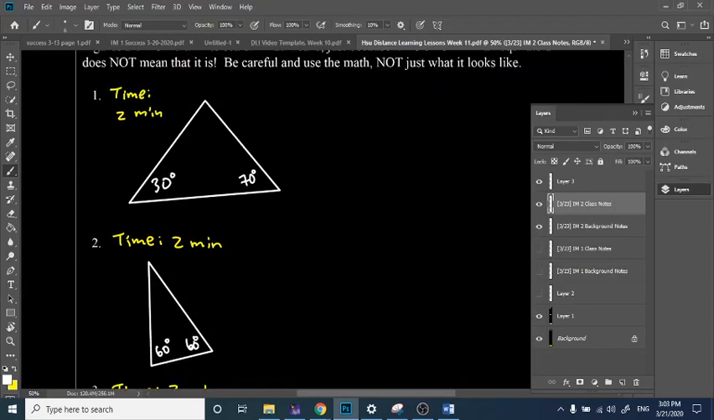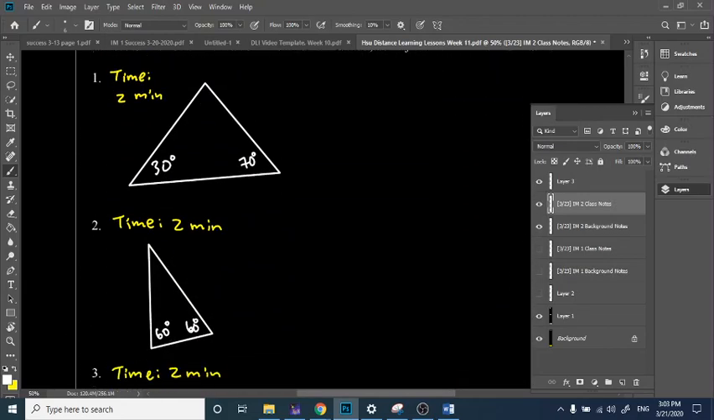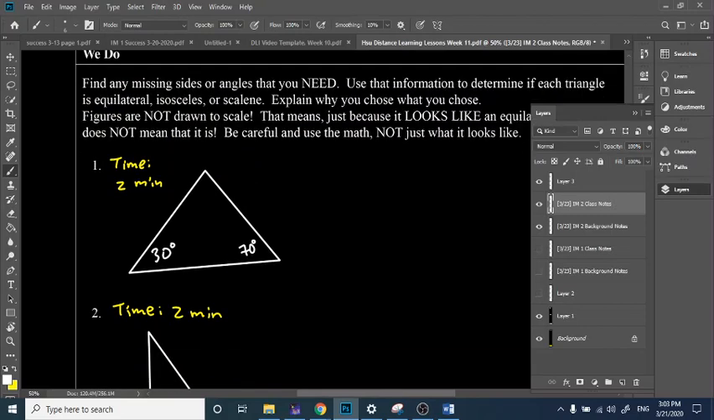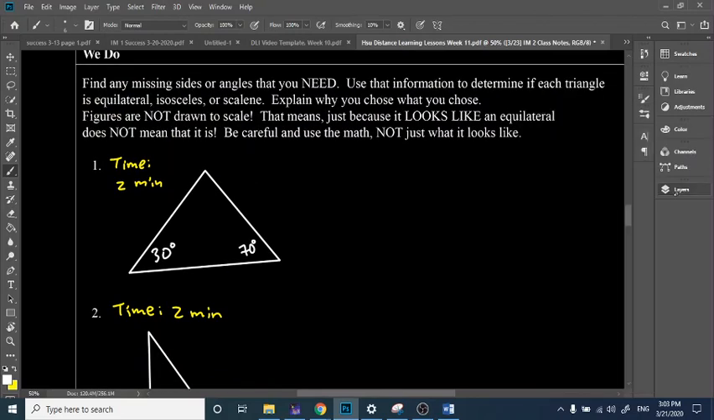I want you to spend 2 minutes real quick on this to see: scalene, equilateral, or isosceles. These are not drawn to scale, which means that it's possible that just because it looks like something doesn't mean that it is. So I'm going to pause. 3, 2, 1, 0.